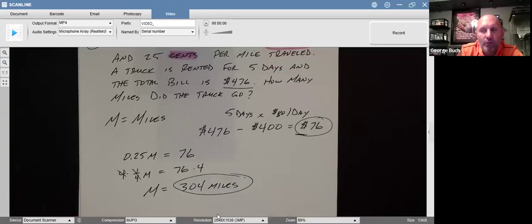Kind of break it down, put ourselves in the situation, make the numbers smaller because, well, it's going to be $400 before we even get going. So we know that really all we're being charged is $76 for those miles that we drove.